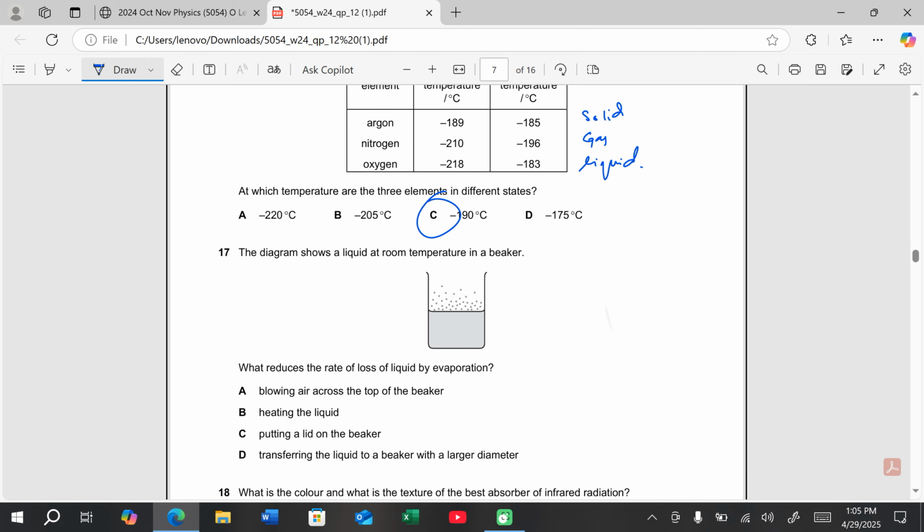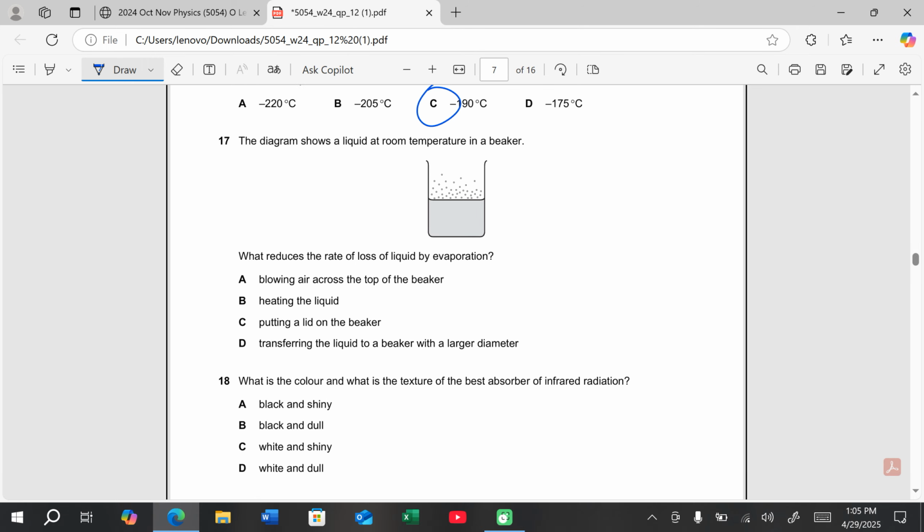And the third one is a liquid, so yes, this is the right answer. Let's move on to question number 17. The diagram shows a liquid at room temperature in the beaker. What reduces the rate of loss of the liquid by evaporation? Blowing air across the top of the beaker would increase, not decrease. Heating the liquid will also increase. Putting the lid on the beaker, yes, that can be the answer.